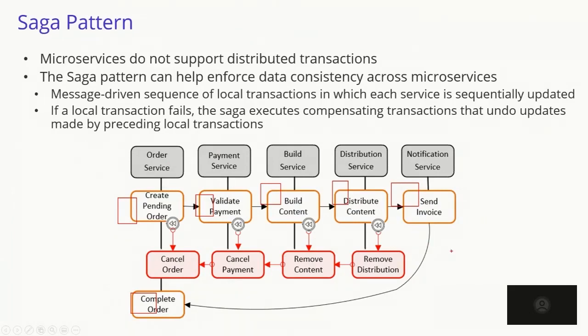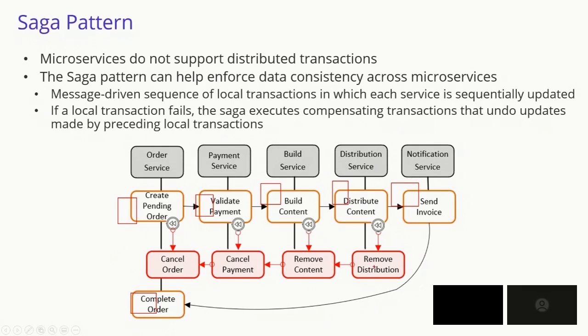Notice your red stuff too. So here's the trick. As we're going through each step, we create the order, we update, we validate the payment, we update, we build the content. If something goes wrong, say for example in the distribution service, something goes wrong and we can't ship this, then we need to back out each one of those transactions.